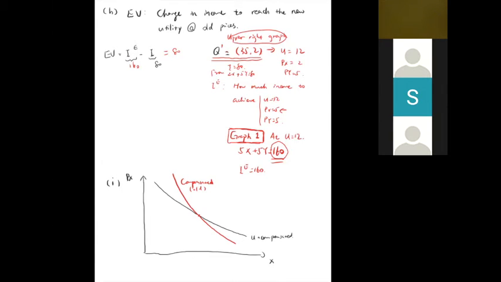Because we know that before the price change, our consumption will be 235.